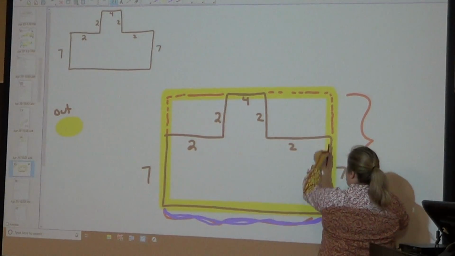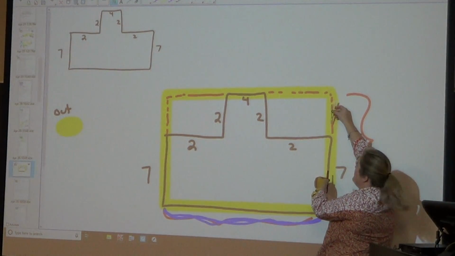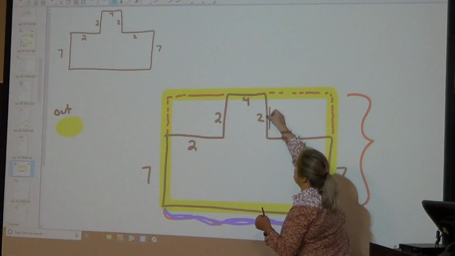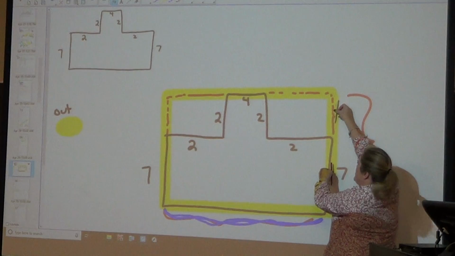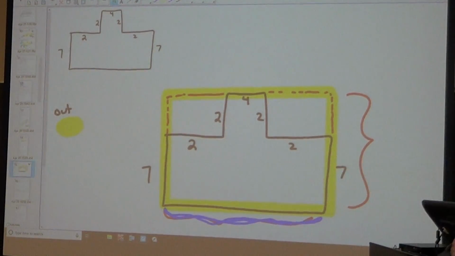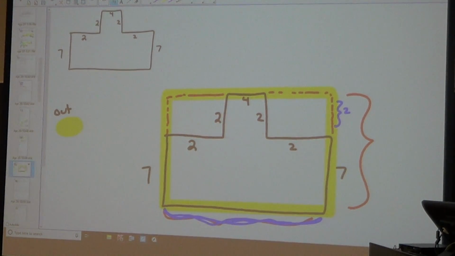If this is 7, what is this? 9. What is this little piece right here? 2. 2, because if this is 2, the big bad wolf slides over and that's 2. So do we see that this piece is 9? Yep. So this little piece right here was 2. So that whole side is 9. Yes. Okay, now let's go for the bottom.